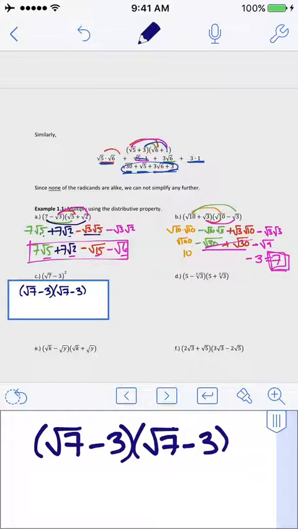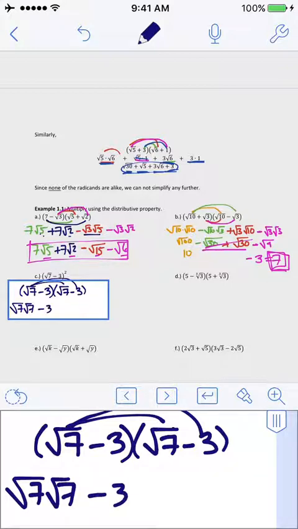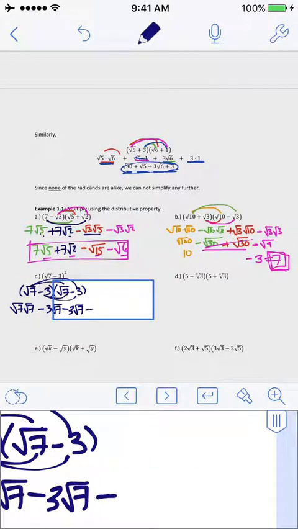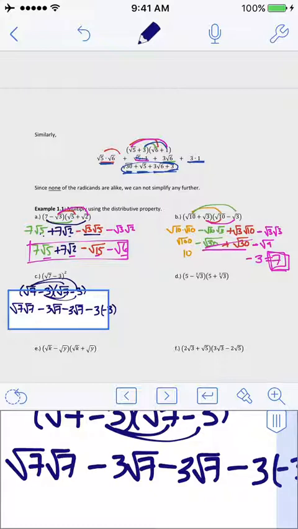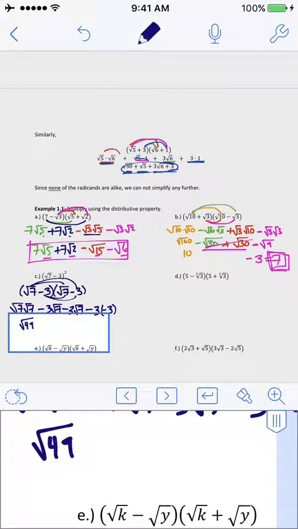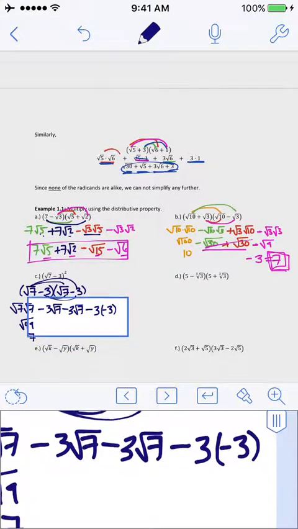Multiply each individual one now. Those guys, root 7 times root 7. And then those ones, minus 3 root 7. Minus 3 root 7. And negative 3 times negative 3 would be a positive 9. We'll write it the same way. Negative 3 times negative 3. Right? This first guy is going to simplify to a root 49, or better yet, a positive 7.